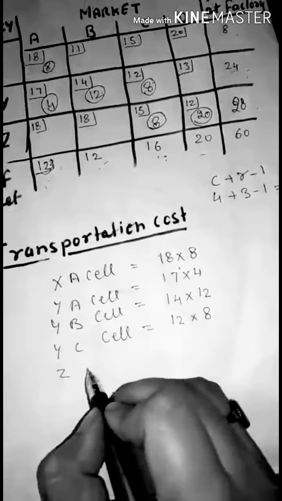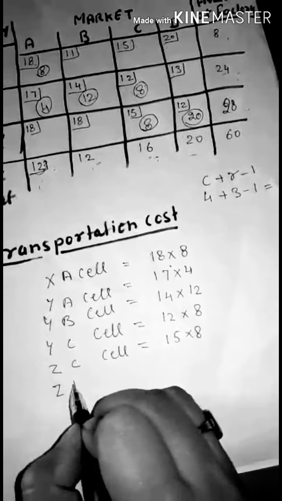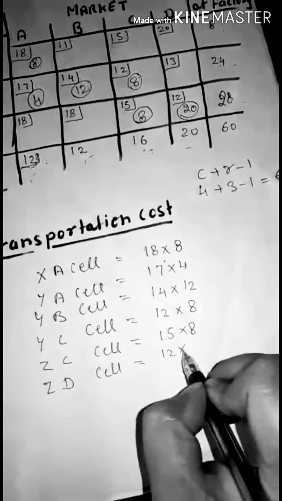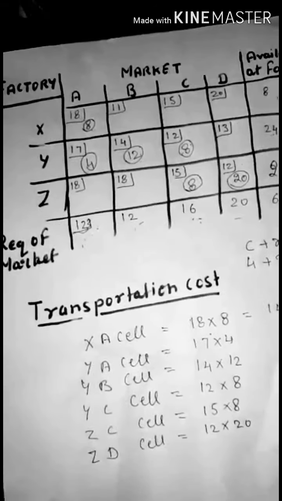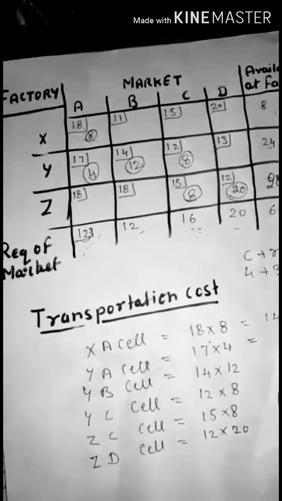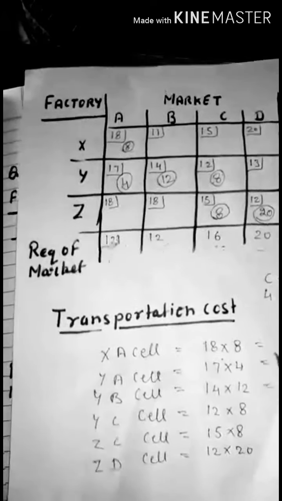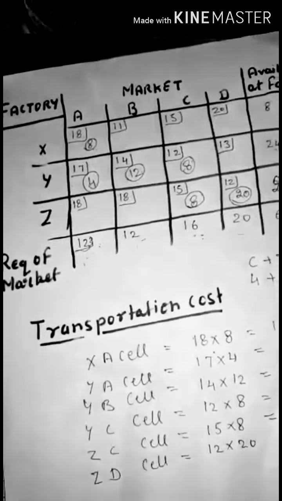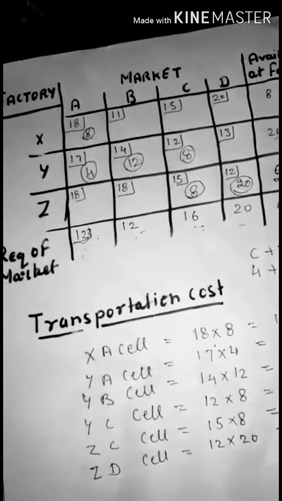ZC cell transportation cost is 15 multiplied by 8, and in the last ZD cell transportation cost is 12 into 20. That is 144. 17 into 4, that is 68. 14 multiplied by 12, that is 168. 12 into 8 equals 96. 15 into 8 equals 120, and 12 into 20 equals 240.